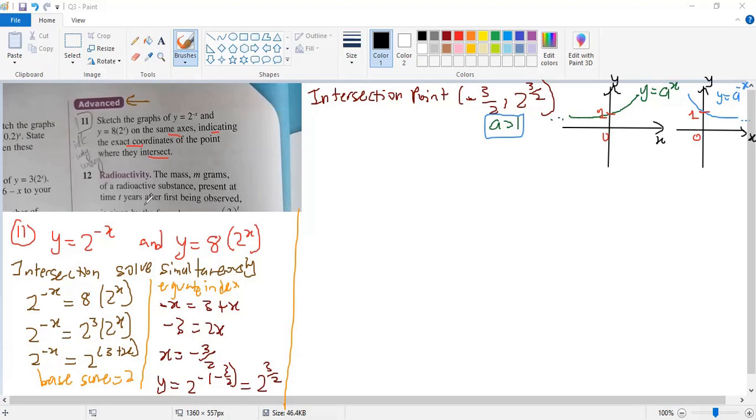Now we have enough knowledge. That is why I'm going to recap the equations here and then link it to that general idea and sketch the two curves on the same axis. So we recap from here. There is the recap part.